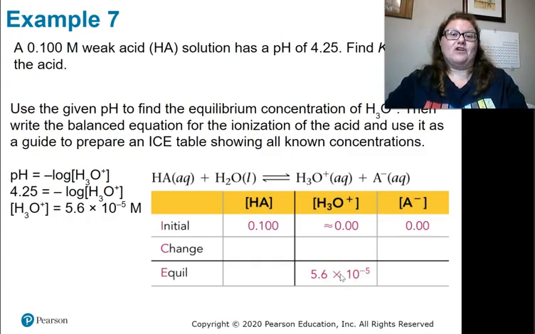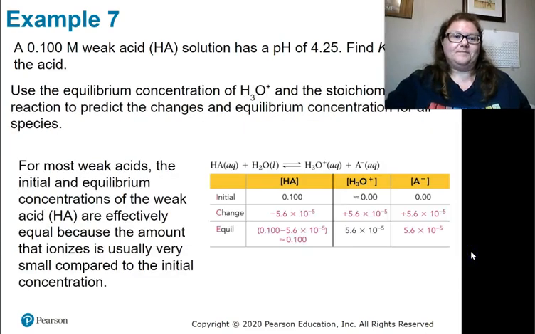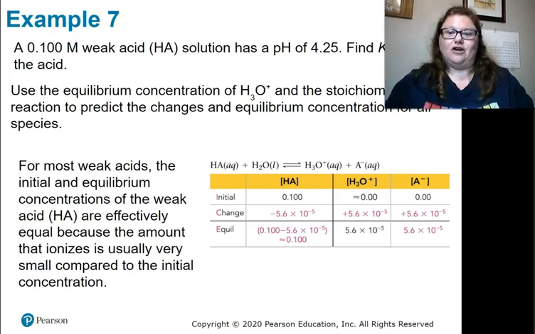This is again for a problem where we're given the concentration initially, we're given the pH, and we're asked to find Ka. So that's the only scenario where we can plug this in down here. Let's go on. We're going to use the equilibrium concentration of hydronium and the stoichiometry of the reaction to predict the changes for all of the species.